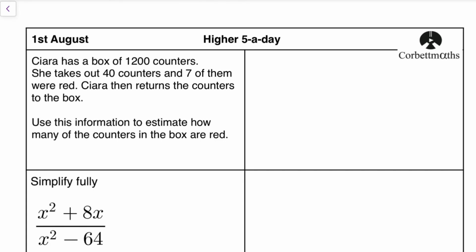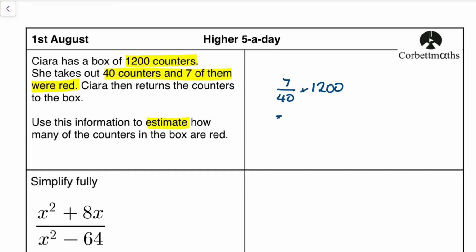Kiara takes a box of counters, takes out 40, and 7 of them are red. There are a couple of ways of approaching this question. There are 1,200 counters in total, and if I take out 40, 7 of them are red. Then it says use this information. The key word here is estimate, because I'm going to assume that if I take a random selection of counters from this box, 7 in 40 will be red. So if there are 1,200 in total, that must be how many red I have in total.